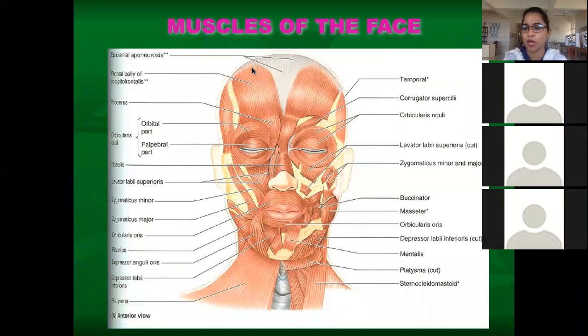So let's see the muscles one by one. First are the muscles of the forehead. What are the muscles of the forehead? We have the frontal bellies. Everyone knows this, right? Frontal bellies. This is a part of the occipitofrontalis muscle of the scalp.